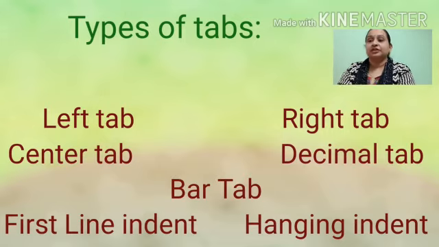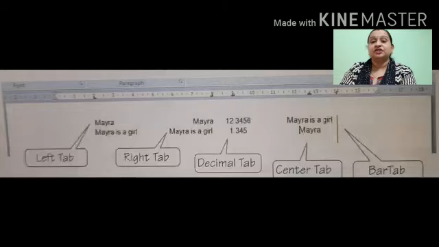First line indent. It helps in indenting the first line of a paragraph. So the first line will be a little bit inside compared to the rest of the paragraph. Hanging indent. It helps in indenting all the lines except the first line. You will see the first line looks as if it is hanging and the rest will be a little bit inside than the first line.